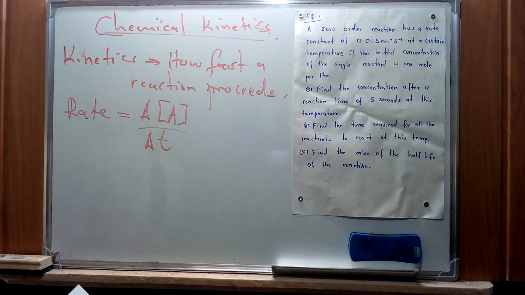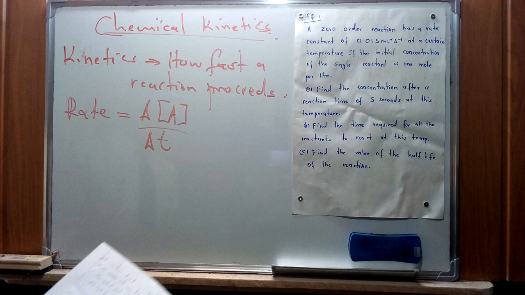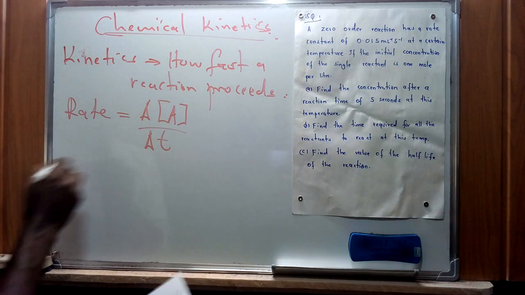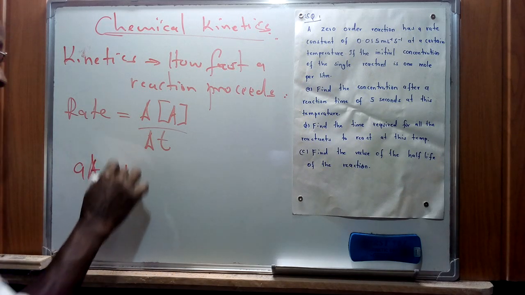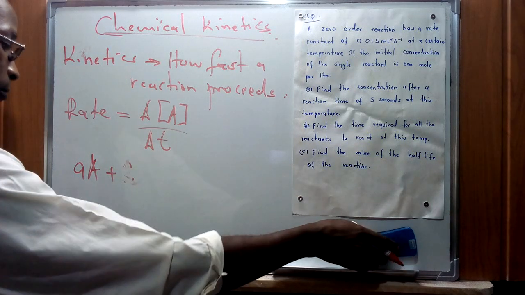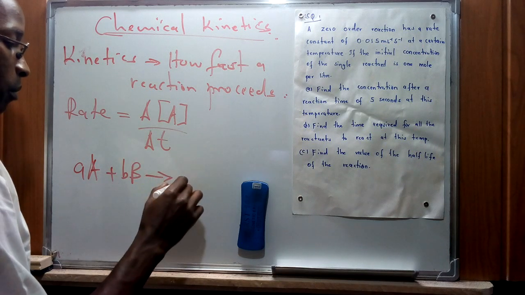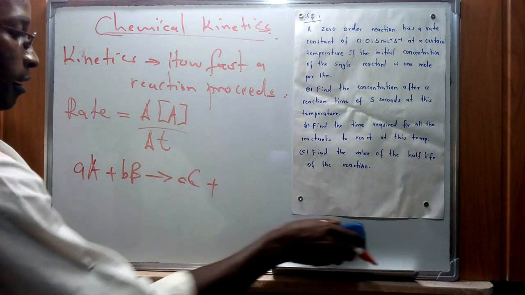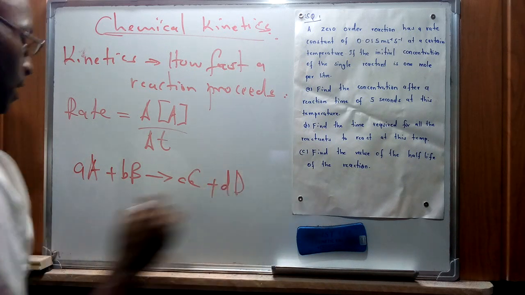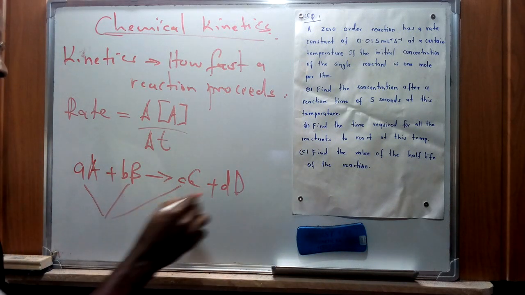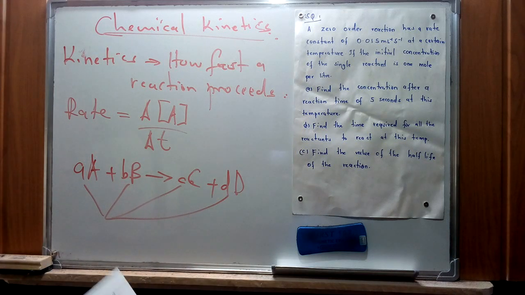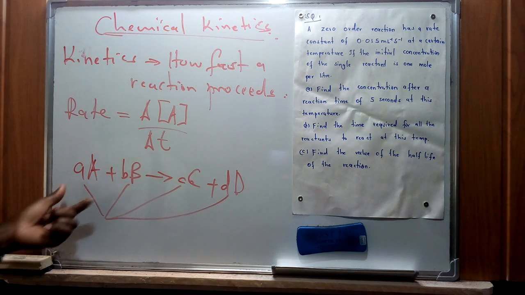Now, this is a form of equation that we had used to describe the speed at which reactants disappear or the speed at which the products are formed. Of course, we had a general equation for describing a reaction that involves the reactants A and B, which is forming products C and D, whereby these coefficients that we use here are used, of course, to describe the stoichiometry.